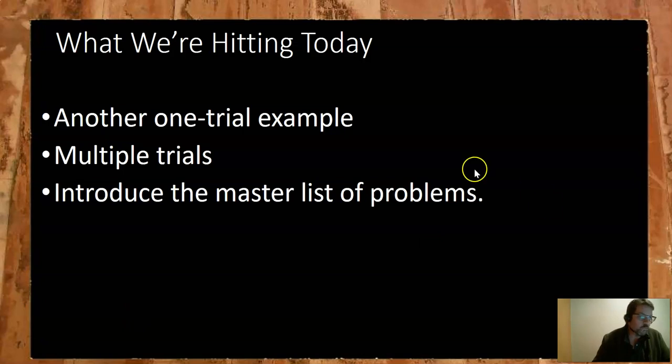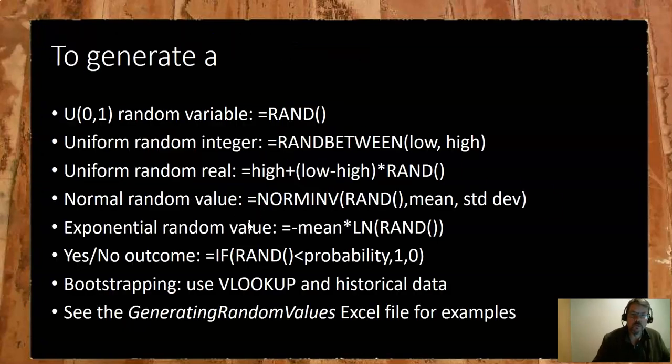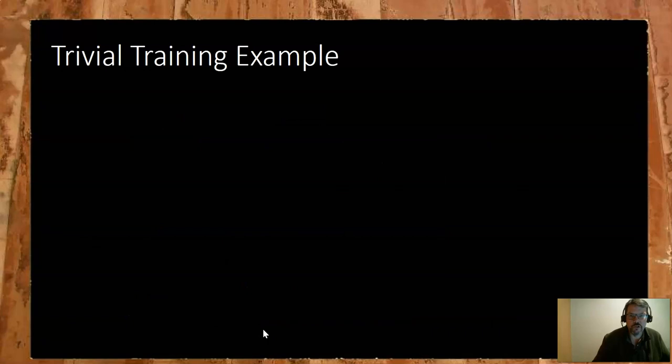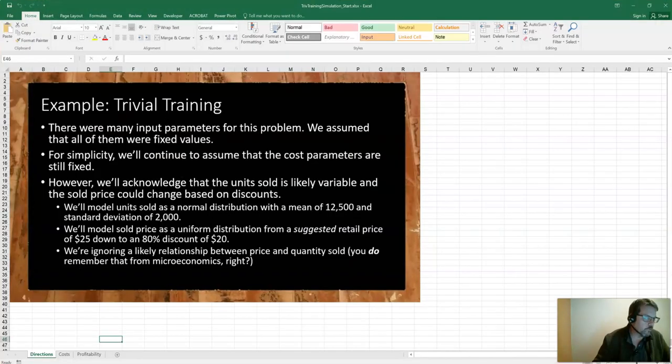So, quick review, by the way. I wanted to hit this slide. It wasn't clear, I think, in the other PowerPoint slides: how do we generate different kinds of random variables? There's a generating random values Excel file on Schoology that you can download. Okay, the trivial training example. This wasn't out as early as I'd hoped it would be, but this is out on Schoology as a problem that you should work on.